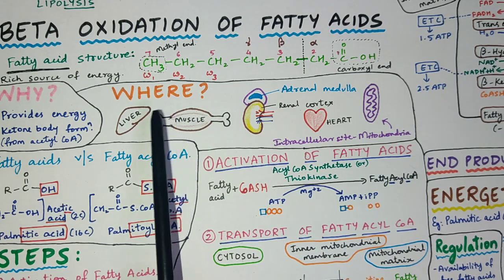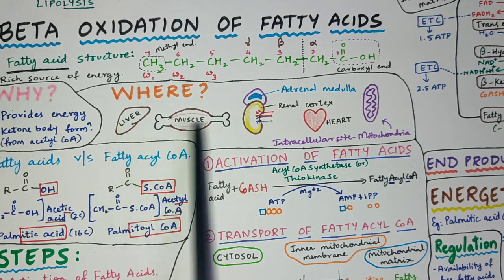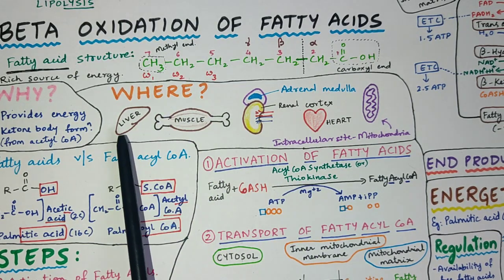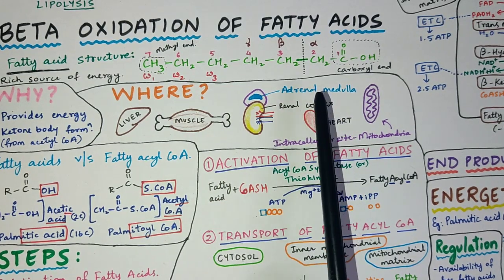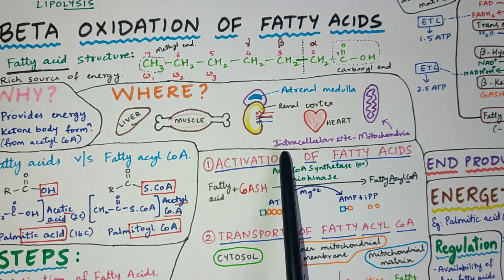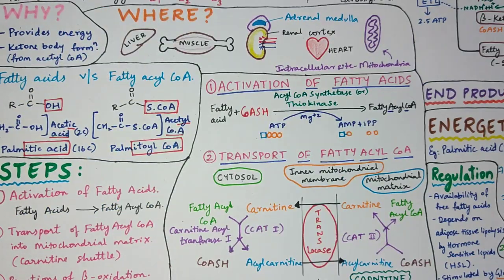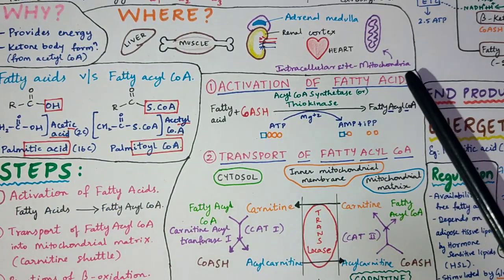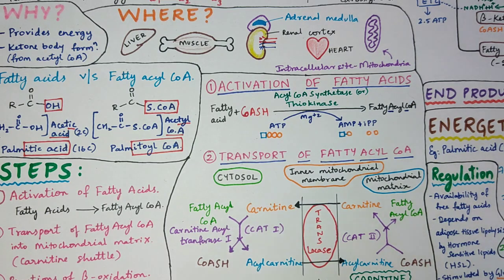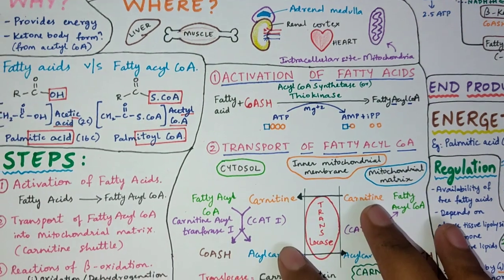Now let's see, where does this beta oxidation occur in our body? As I have drawn here, this occurs in the liver, muscle, adrenal medulla, renal cortex, heart, etc. And to be specific, the intracellular site of this oxidation is mitochondria. As we all know, mitochondria is present inside the cell in the cytoplasm. Now first, the fatty acid should reach the cytoplasm through blood circulation, and then from the cytoplasm, it has to reach the mitochondria. Let's see how that happens.